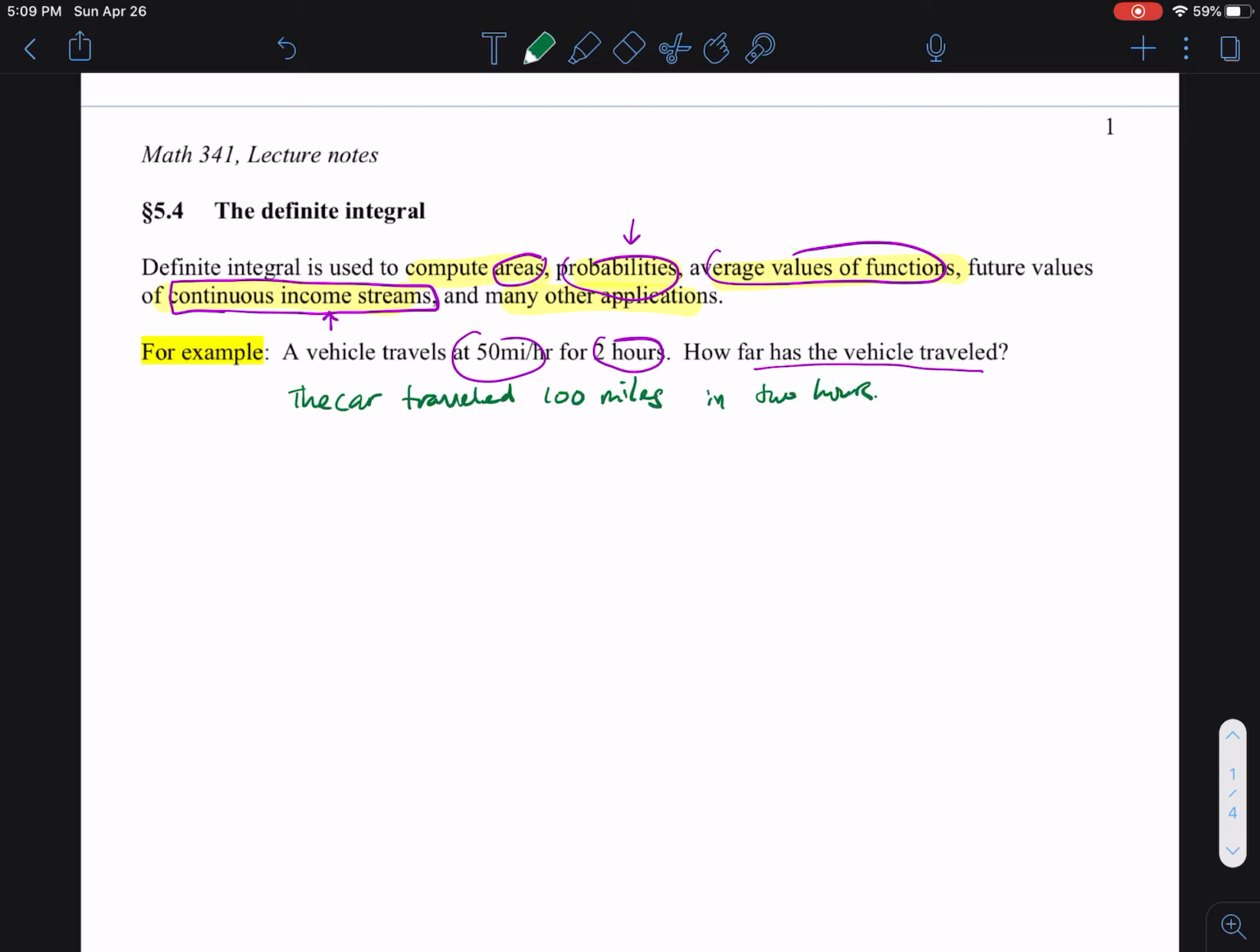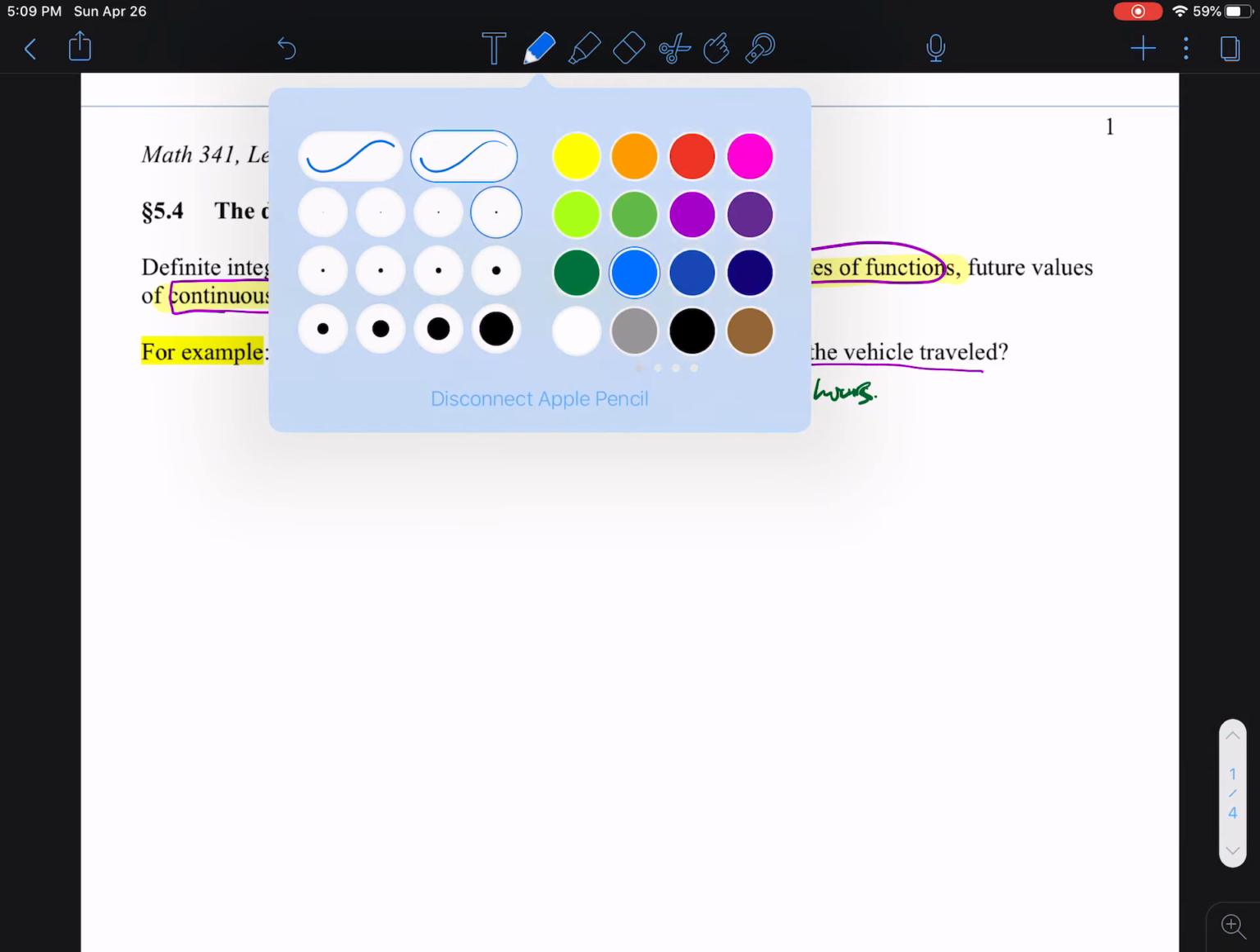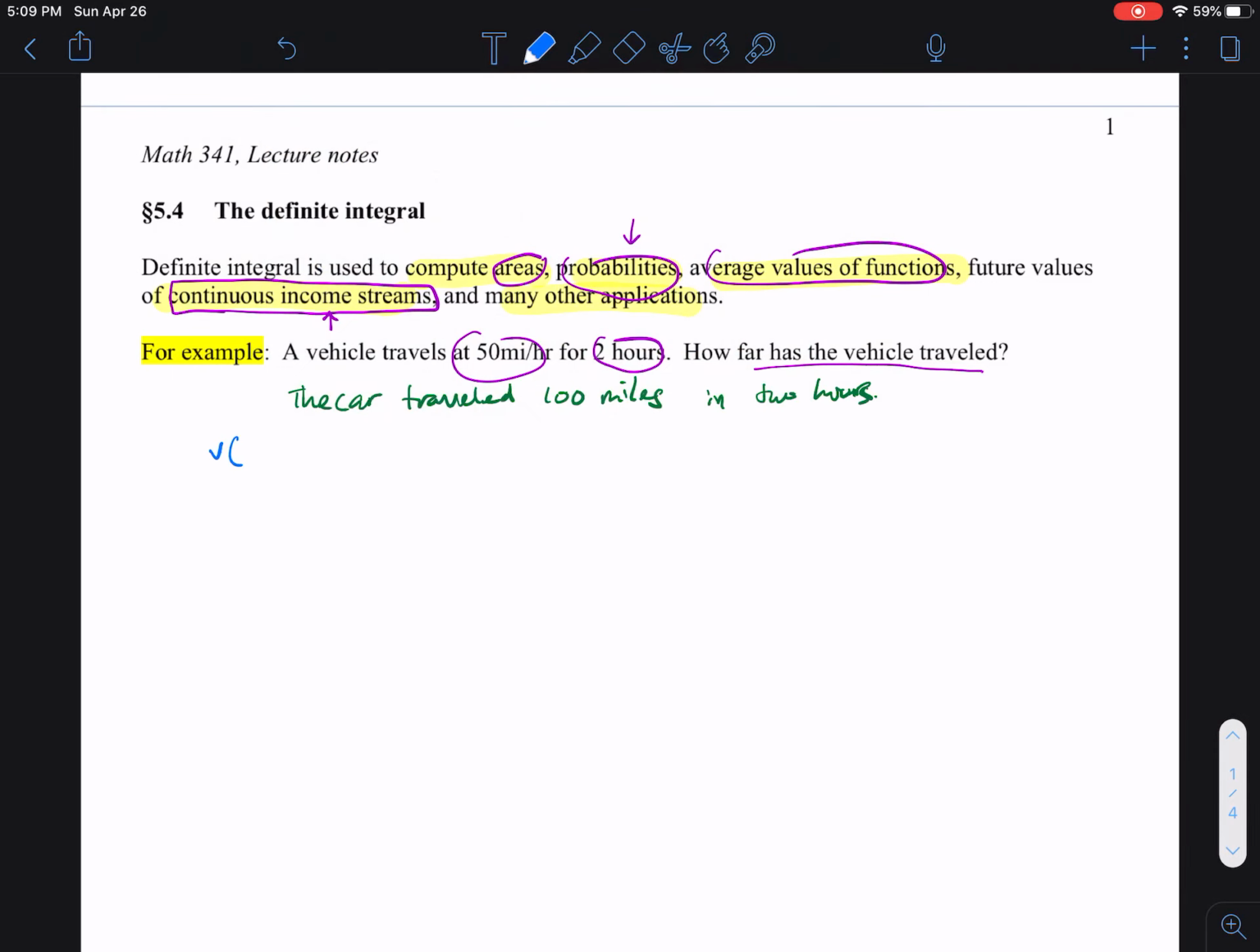Pretty simple. Now let's break this down a little further. Let's introduce some mathematical notation and see if we can look at this differently. Suppose we want to define v of x, the velocity function, or just a function with the letter v, of 50. So this is a constant function. This is the function that describes the speed of the car with respect to x hours, right? So it's a constant speed.